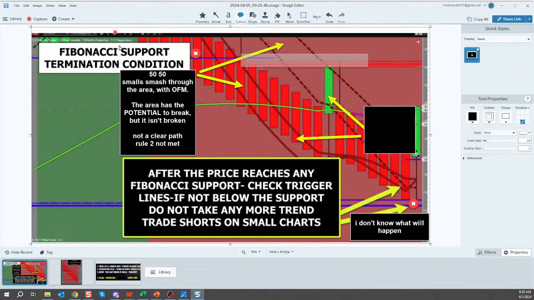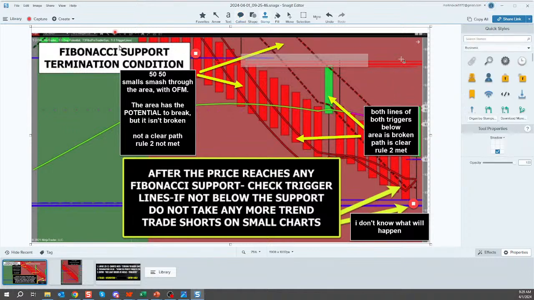So let's do this one. I'm going to give you guys this picture. Both lines of both triggers below, area is broken, path is clear, rule 2 met. And guys, I want you to see what happened. At first, it had the potential to break, but we weren't sure. We checked our other charts, made sure that we didn't give up any advantages. Maybe there was a trade, maybe there wasn't. But when the smalls and the large break through support, it behaves as resistance.